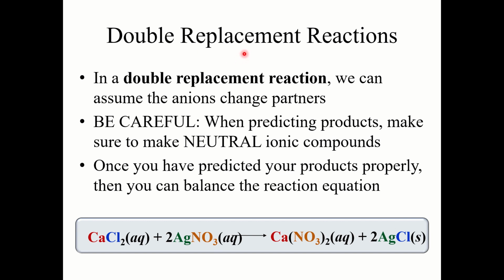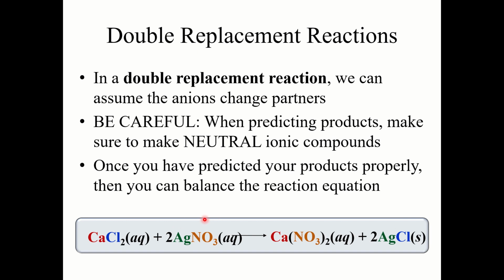Now you've got to be careful here, because if you go to predict products, you need to make sure that these ionic compounds are neutral. Once you have predicted your products properly, then you can balance the reaction equation. So for example, I may give you a type of problem where I just state in a word problem, calcium chloride and silver nitrate react with one another, predict the products of the reaction. So what you need to do here is recognize that calcium chloride and silver nitrate are both ionic compounds. So if they're reacting with one another, they are reacting in what's called a double replacement reaction.